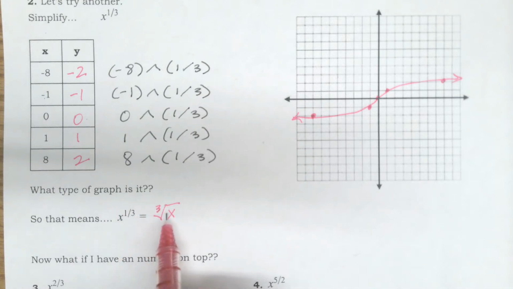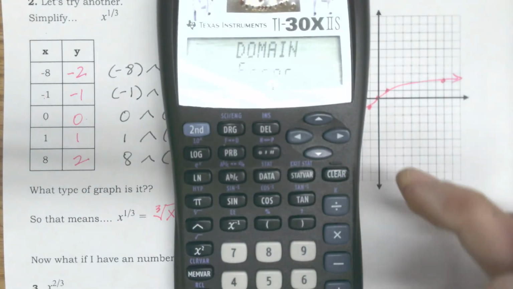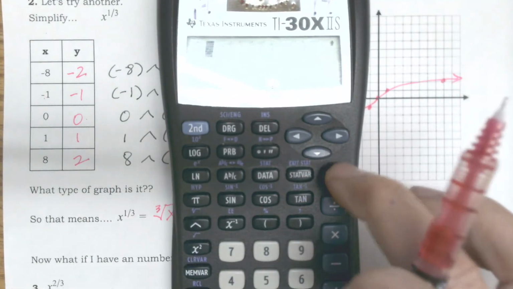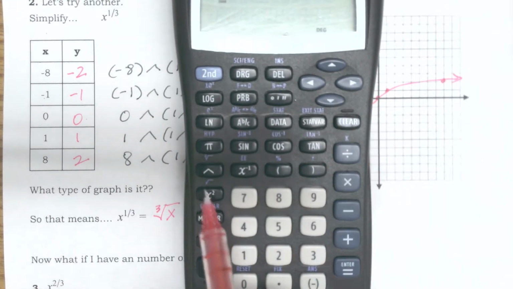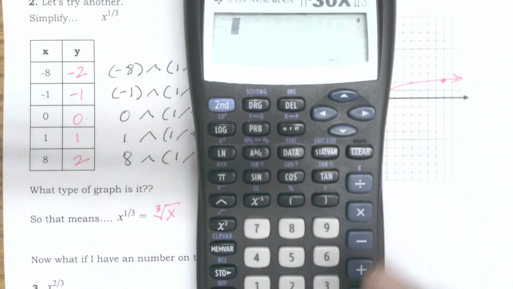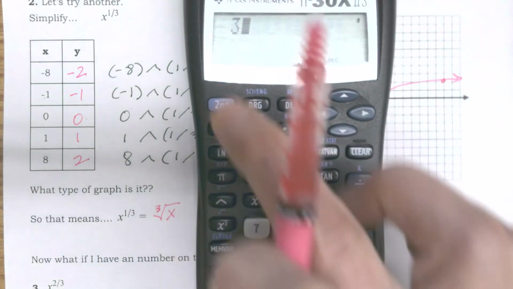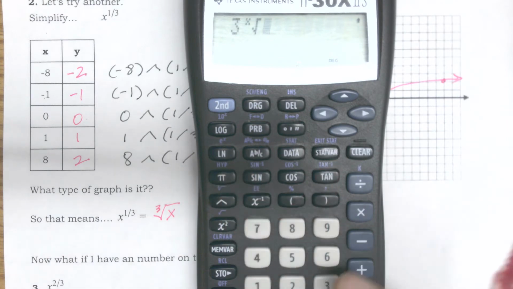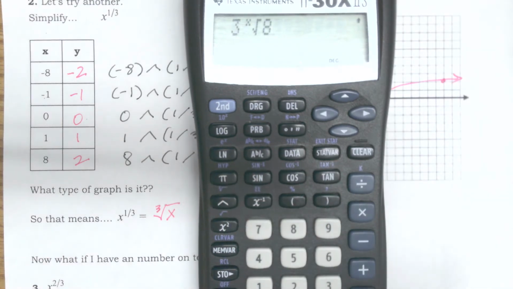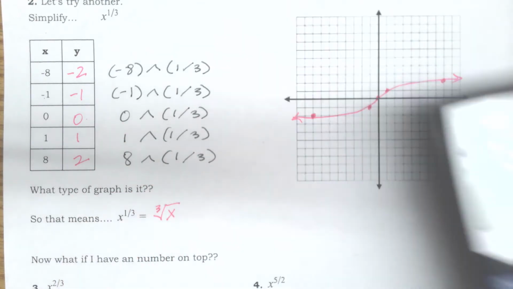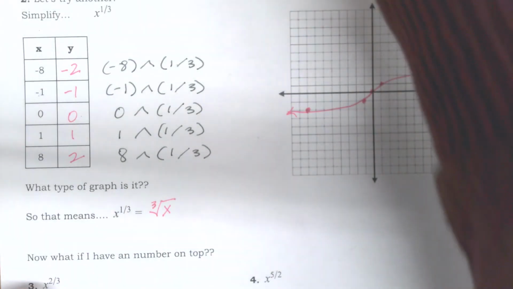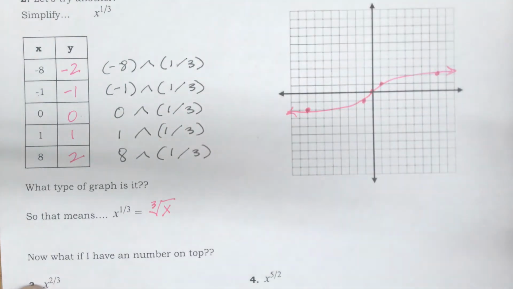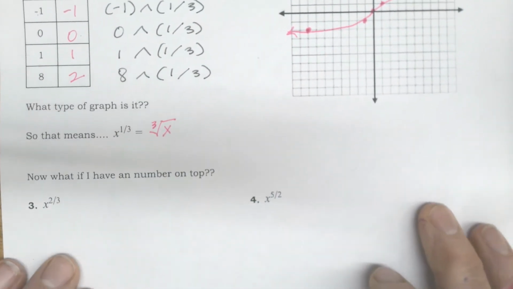And so I can also evaluate 8 to the 1/3 by using my cube root key on my calculator. And we discussed this already. The cube root key is above the caret. I would do 3 second, hit that value, that would make it the cube root of 8, and I get my answer 2. So 8 to the 1/3 and the cube root of 8 will give me the same answer. Knowing that I can use my calculator a bit to evaluate the numbers is going to be very helpful.